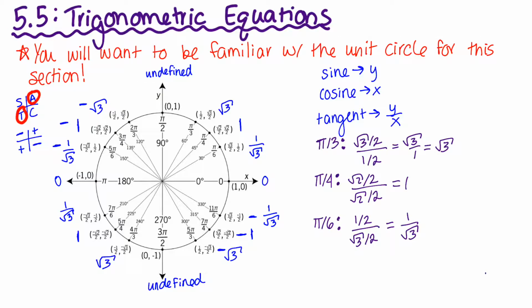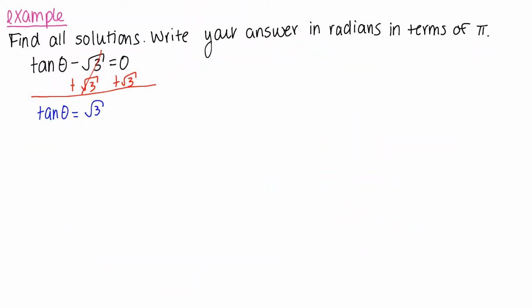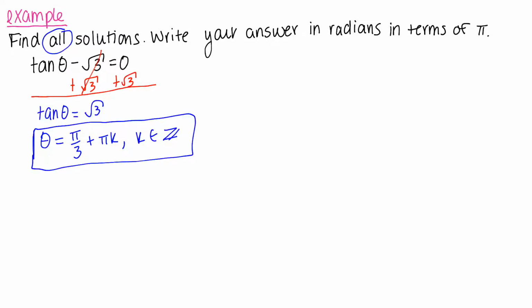And once again, because this is tangent, we only need to find 1. So tangent is root 3 here at pi over 3. So theta would equal pi over 3. And then to get all solutions, we're adding plus pi k, where k is an integer. And that's our answer.